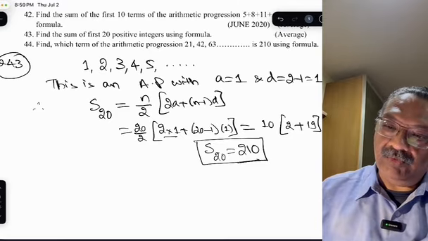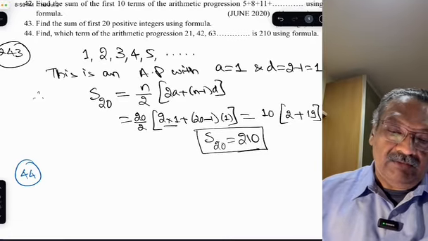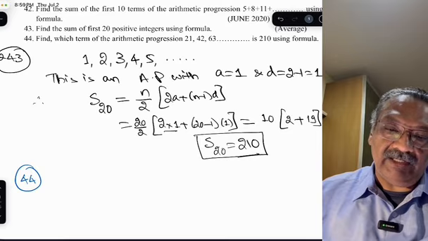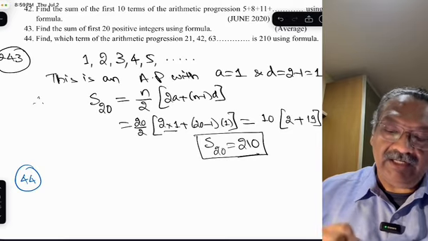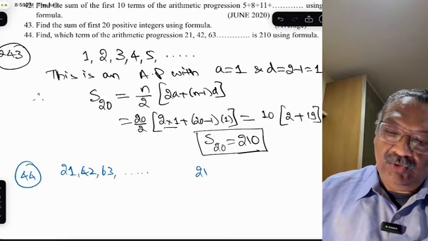Next, let us come to question number 44. Find which term of the arithmetic progression is 210. So they have given the AP 21, 42, 63 like this, and are asking 210 is which term.